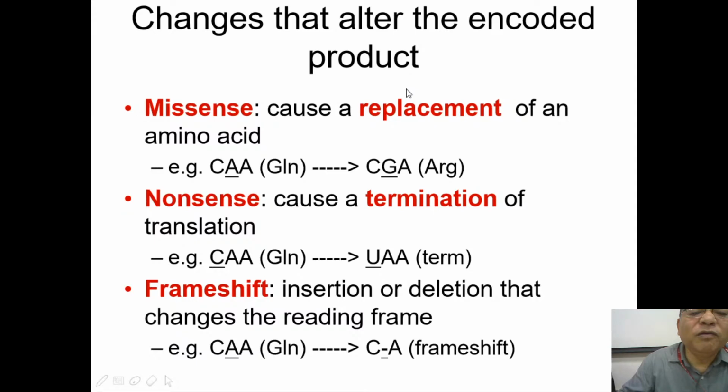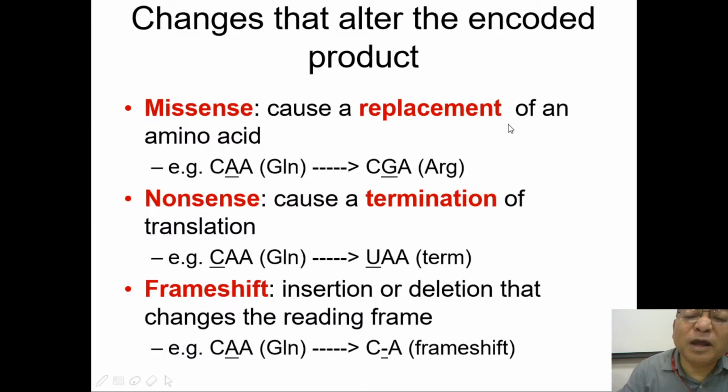Sometimes it will affect the function. If it affects the function, then the bacteria may die, or it may cause a different kind of inefficient or highly efficient enzymatic activity. Nonsense is the termination. Suppose CAA is converted into UAA, which is a termination codon. So the ribosome stops and you have a truncated protein.